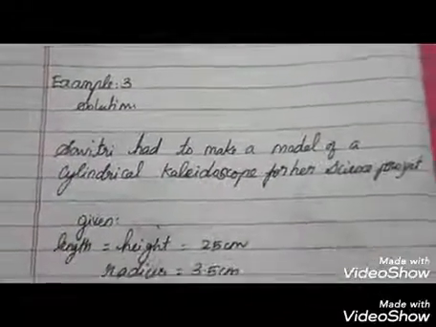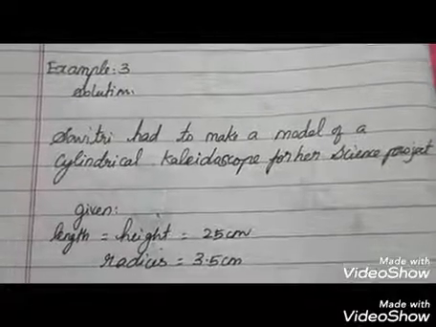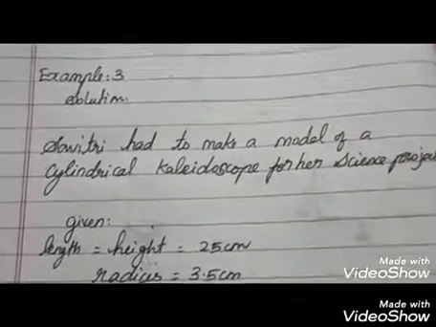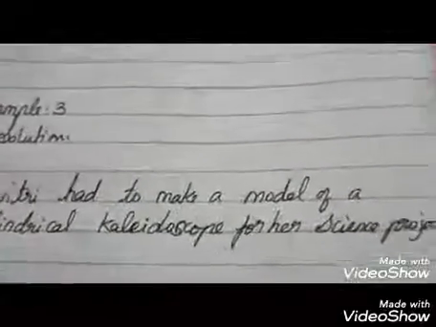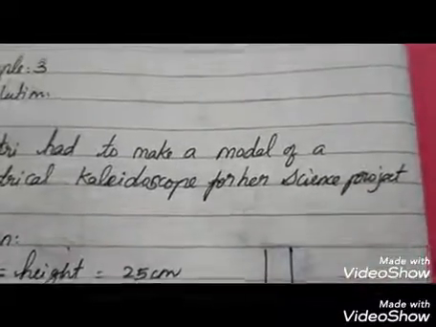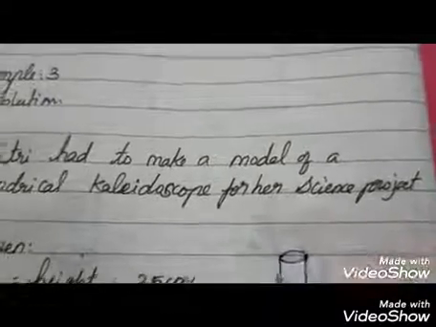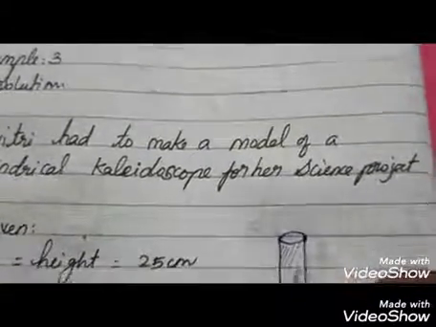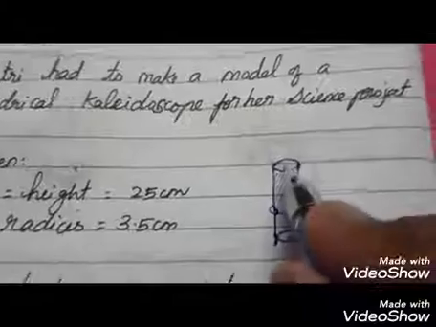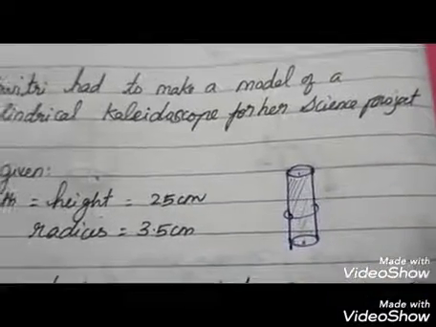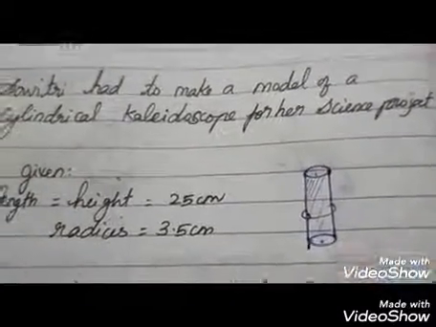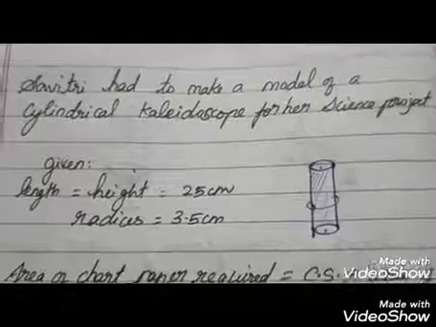Already explained in detail: Savitri wants to make a kaleidoscope for the science project. The kaleidoscope is in a cylinder form. So you know this is the formation of the kaleidoscope. She needs to cover it with chart paper here. Here is one glass lens, and here another glass lens. So we need to find out how much chart paper she used to cover and make the kaleidoscope.